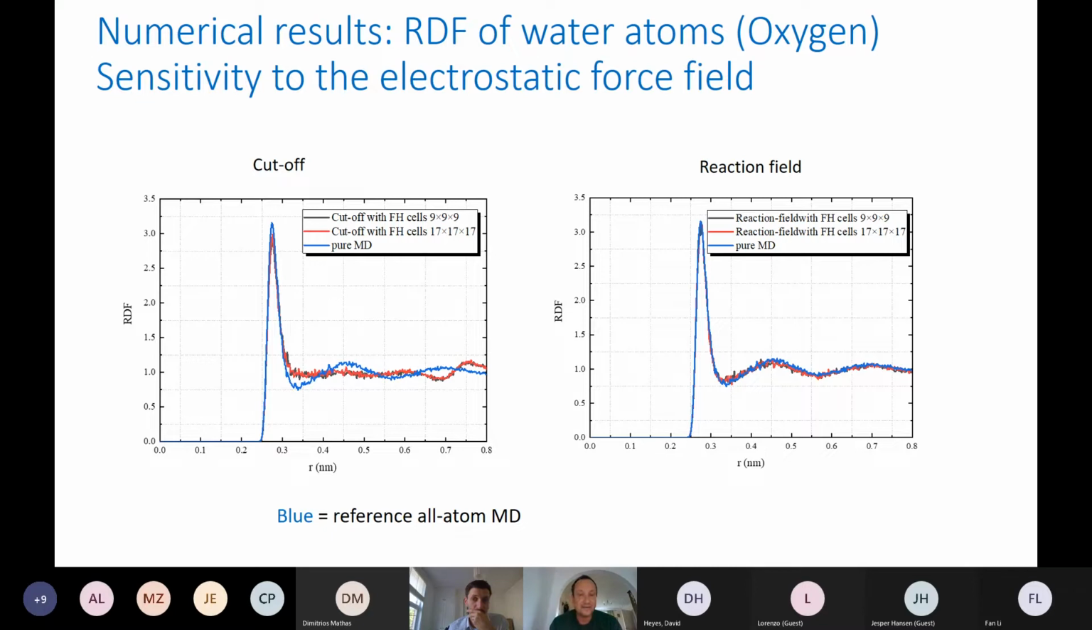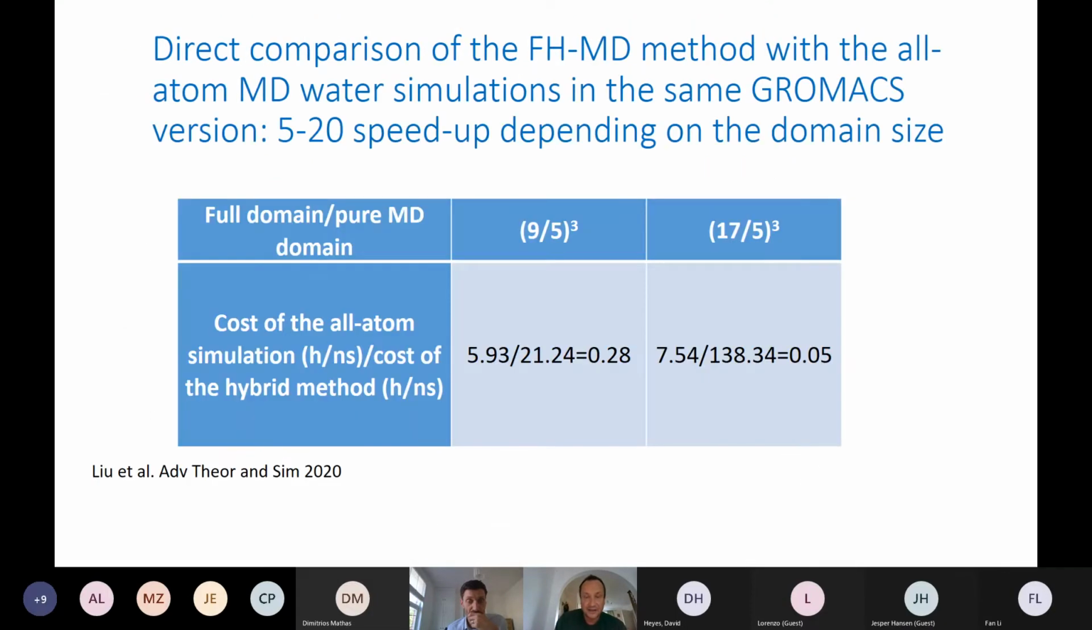where we're comparing the RDF, the radial distribution function, of our model based on different electrostatic force field models in comparison with the reference all-atom molecular dynamics. And we can see that indeed the reaction field works much better. Hence it is recommended, as expected.